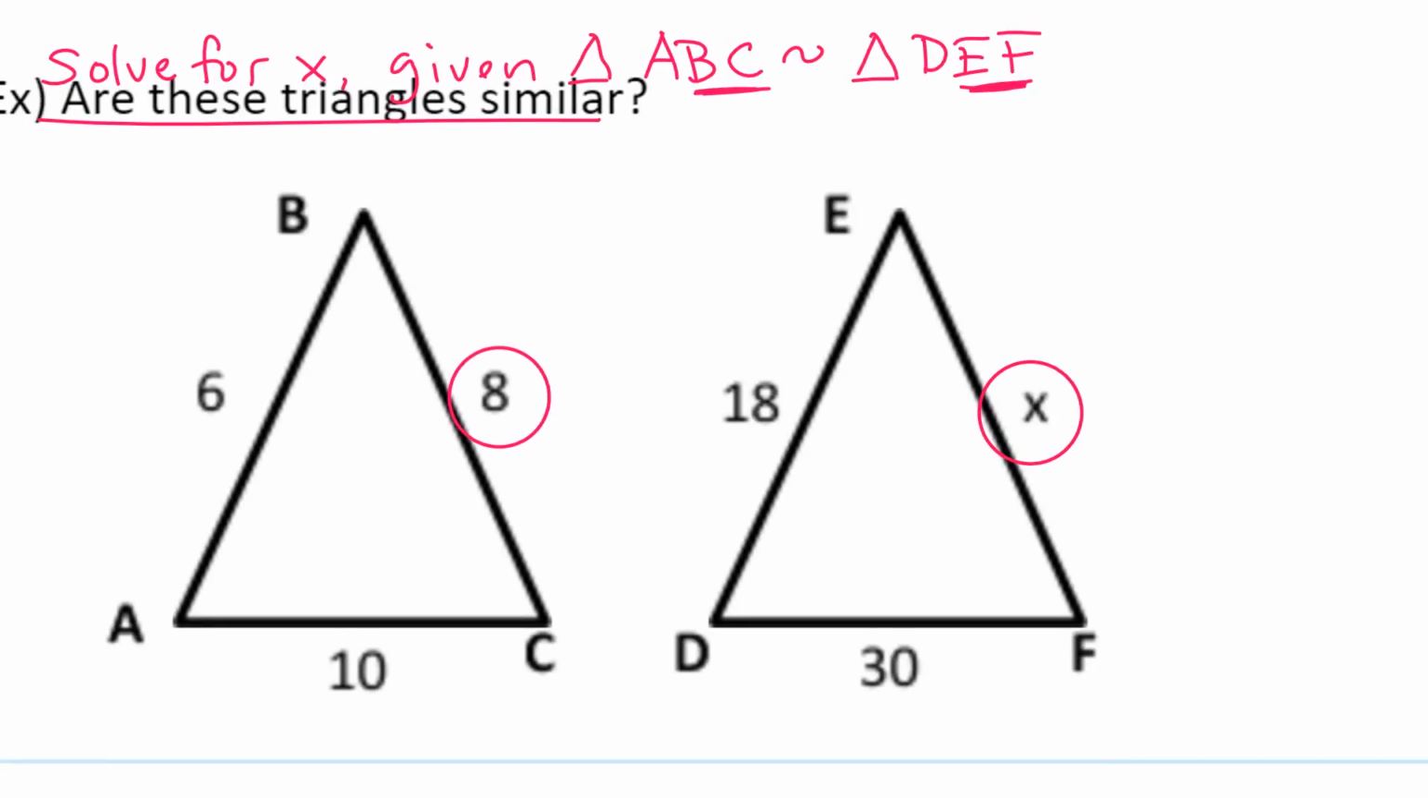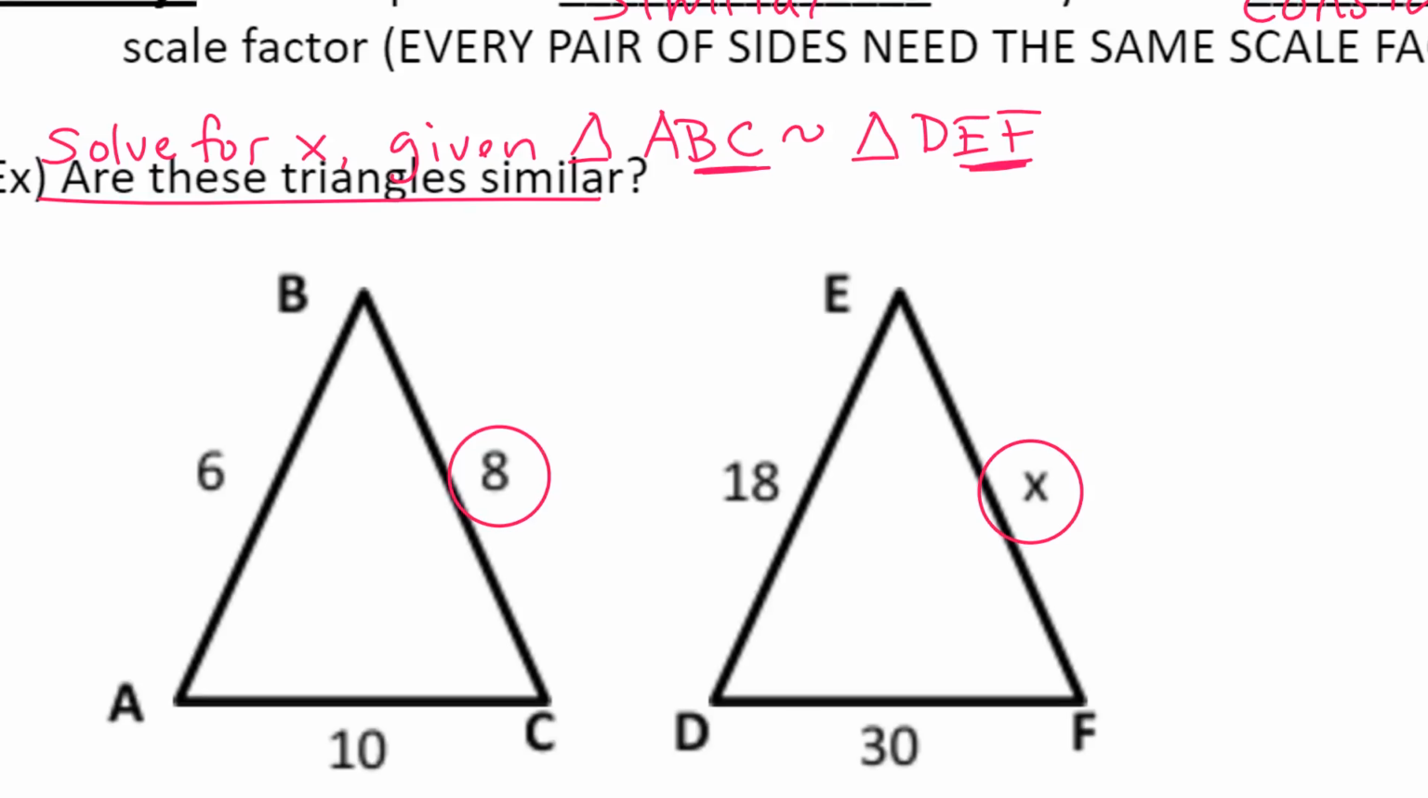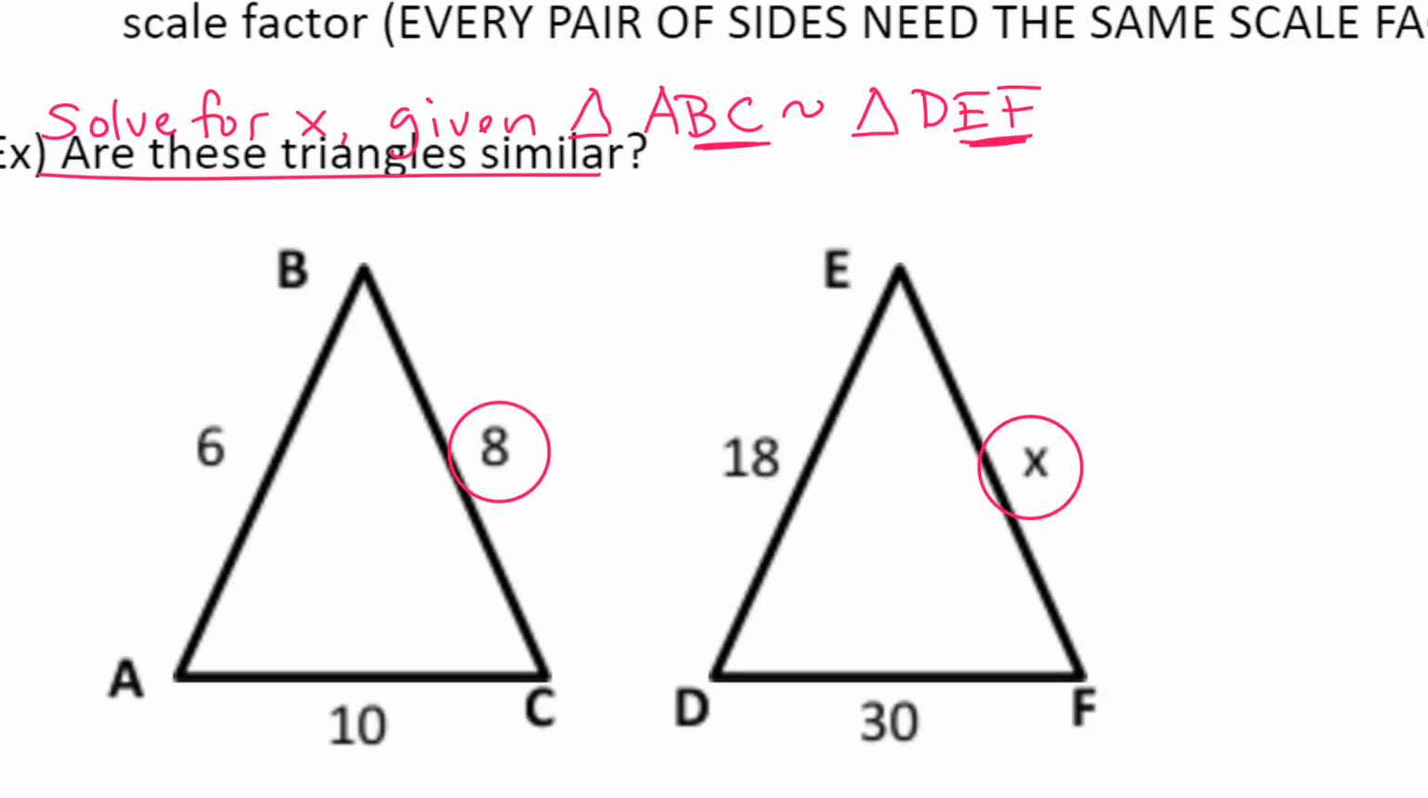So we have one ratio all set. We have one set of sides that should have a common scale factor. Then we have to choose another set of sides. It doesn't matter which you choose. I'm going to choose the 18. This side ED is similar to what on the other triangle? AB, because it's first and second. So now I have all the information I need to set up my proportion.